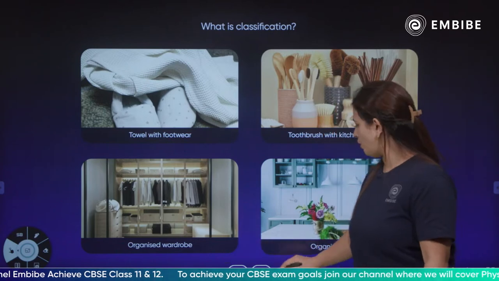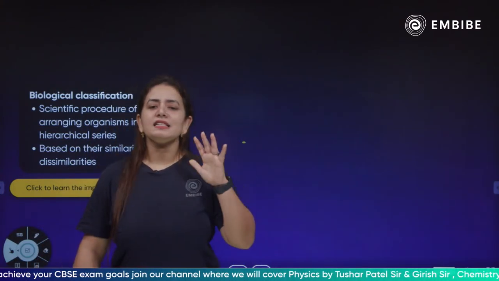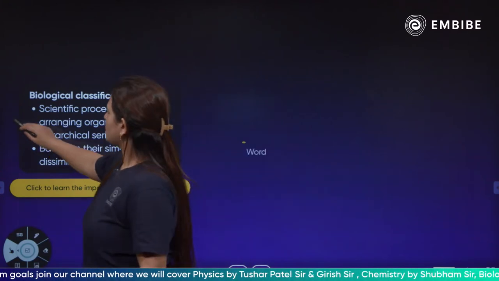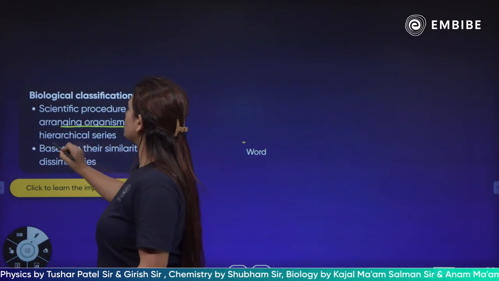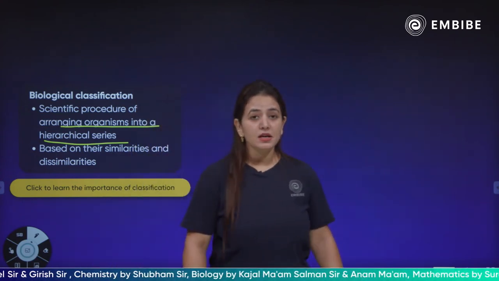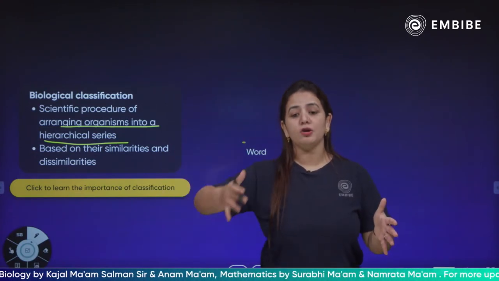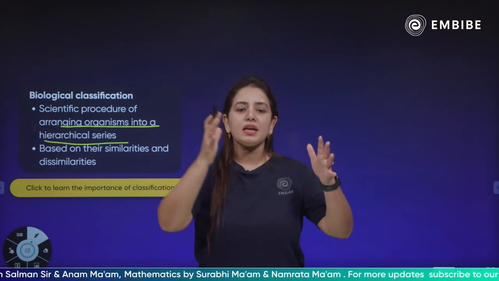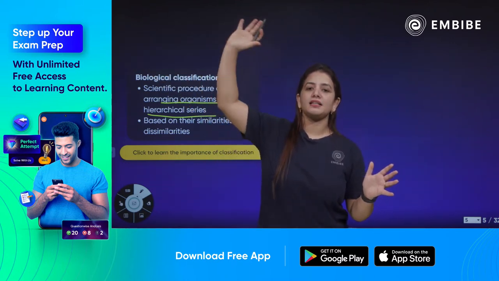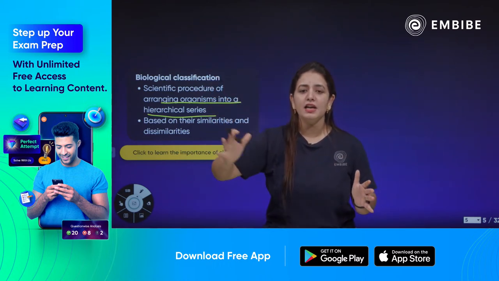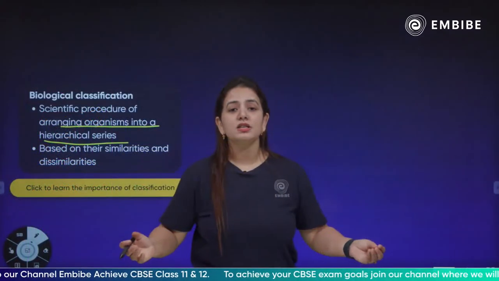Moving forward children, next we have what is biological classification. It is just a scientific procedure of arranging organisms into a hierarchical series. Hierarchical series means maintaining a hierarchy of who comes first, and after that who comes in a more modified form, more modified form, more modified form. We keep the less modified form or the basics at the lower level and we keep the most advanced organisms at the higher level, maintaining the hierarchy from low to high. Children, hierarchy cannot be maintained from high to low because this is not nature.